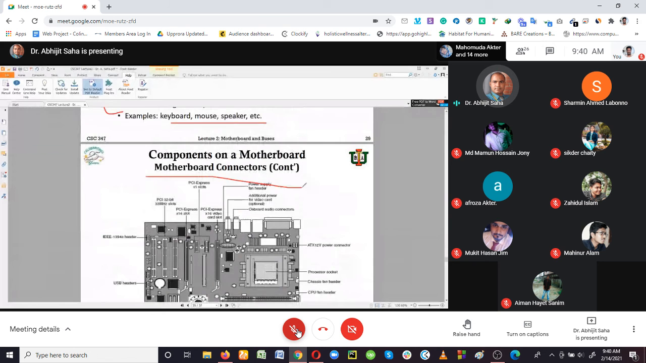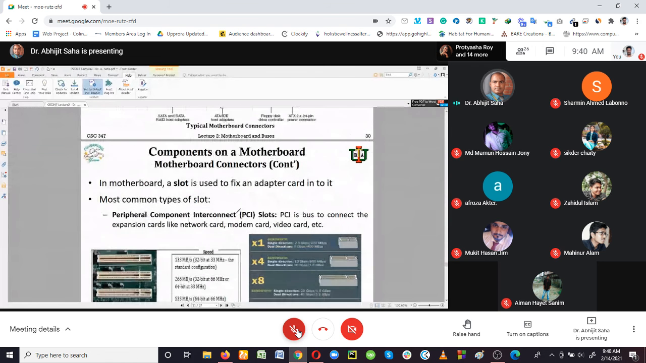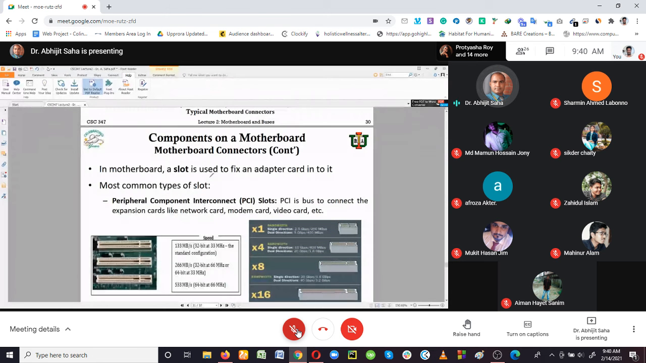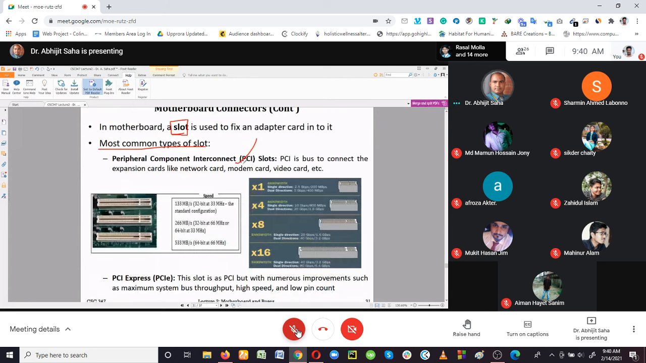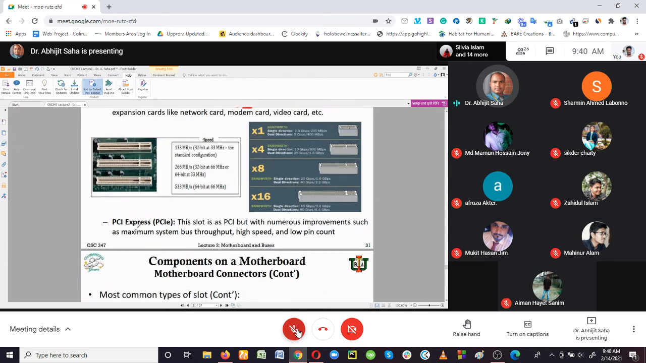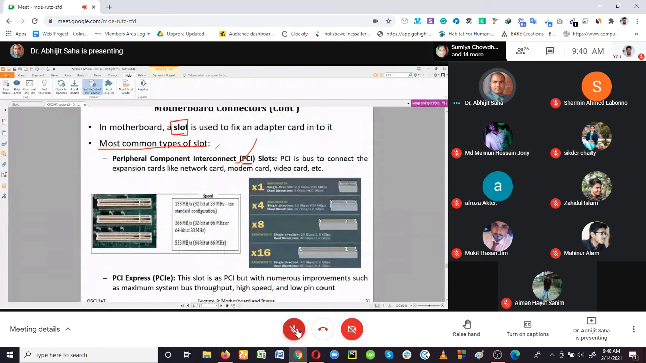And this is again the motherboard, identifying the different connectors on the board. Here we are talking about the slot. What is a slot on the motherboard? You should know the most common types of slots, like the PCI slot, the peripheral component interconnect. It is very important that you learn each short form with its full meaning. PCI means peripheral component interconnect, and PCIe means peripheral component interconnect express. You should know them.